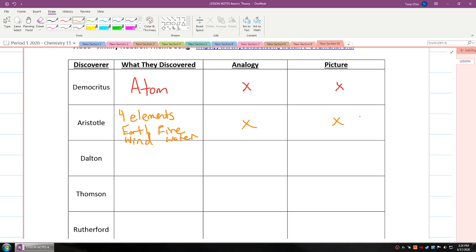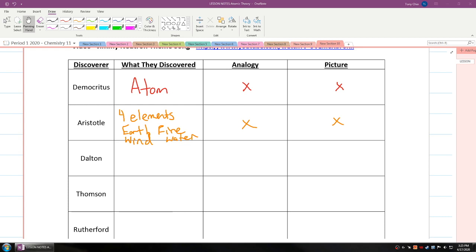Now, there's many reasons for that. One of the big things is these 4 elements can be seen. Earth, fire, wind, water can be seen. Atoms cannot. Another thing is just that Aristotle was associated with way more powerful people in the Greek Empire at the time, with Alexander the Great.